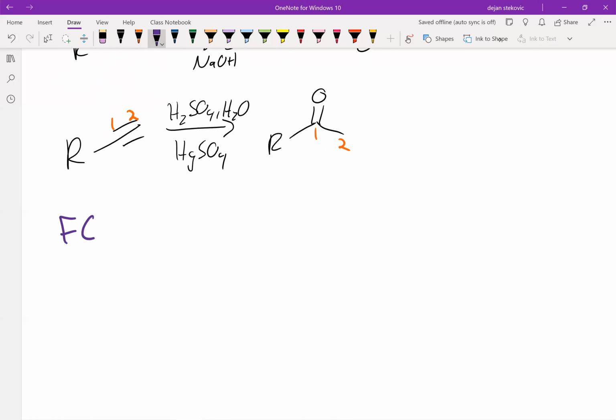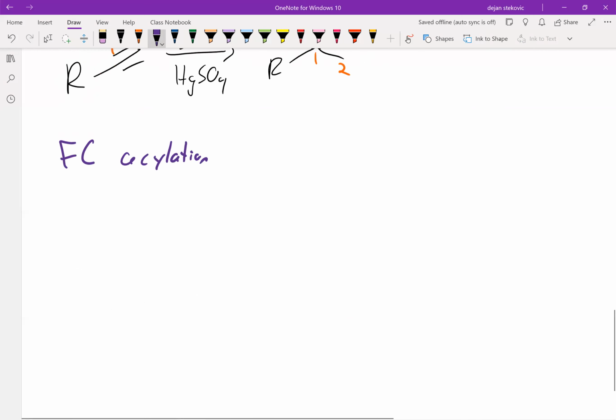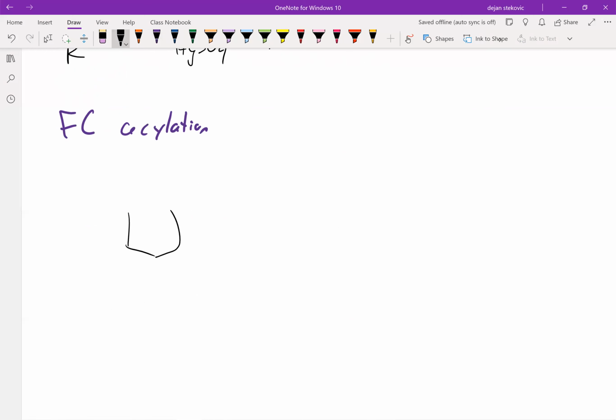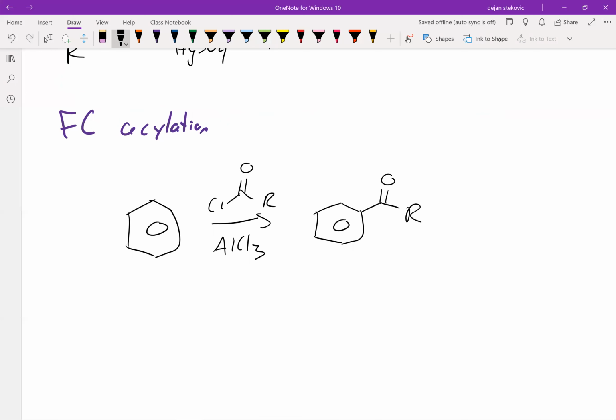And then finally, last thing we learned was the Friedel-Crafts alkylation, or my bad, acylation. And so here, if we have a benzene ring and we add an acid chloride, we then add our ketone onto our benzene ring. So just some review.